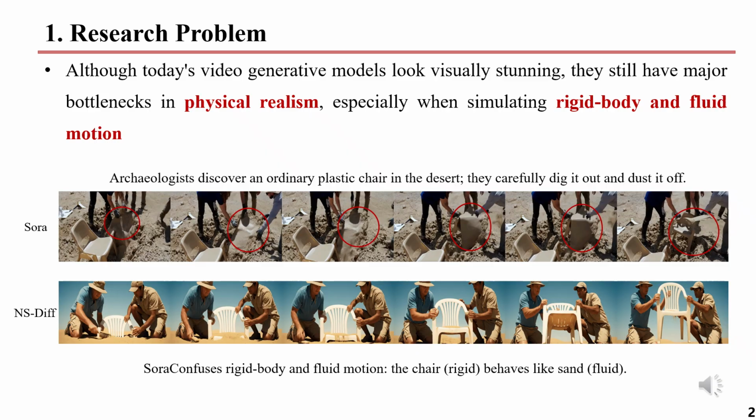Look at this clip from Sora. The prompt is, archaeologists discover an ordinary plastic chair in the desert and dust it off. In the Sora result, the chair, which is a rigid body, behaves like sand. It dissolves and crumbles. Our NS-Diff result, on the right, keeps the chair rigid throughout. This is exactly the kind of rigid, fluid confusion we set out to fix.